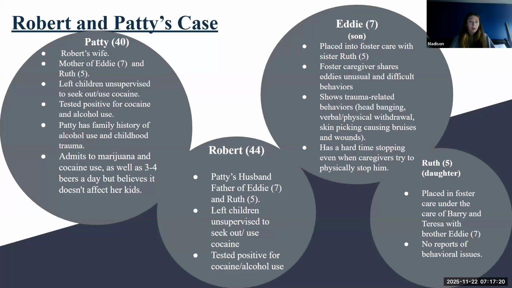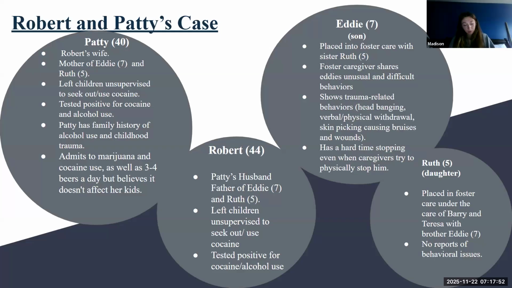First off, we're going to introduce Robert and Patty's case by gathering important information first. Patty and Robert have been married for over 20 years. A welfare check was conducted after an anonymous complaint was put on the family, and during the check, they found the young children, Eddie and Ruth, home alone while the parents were seeking out drugs, which resulted in the kids going to foster care.